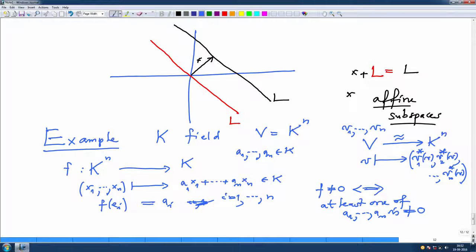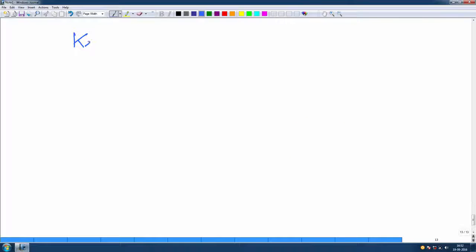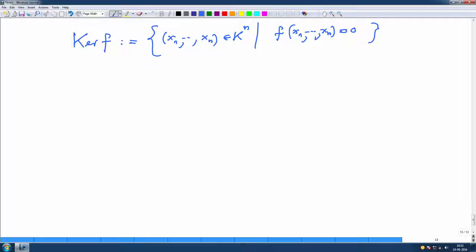So, what is the kernel in this case? Kernel of f is precisely, by definition, all those tuples x1 to xn in Kn such that f of x1 to xn is 0. This is precisely the definition of kernel. But what is this f of x1 to xn? Our definition, it is a1 x1 plus ... plus an xn. So, therefore, a hyperplane is nothing but a solution space of one linear equation in n unknowns.